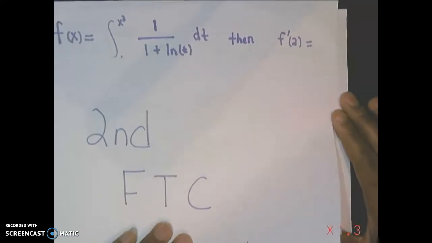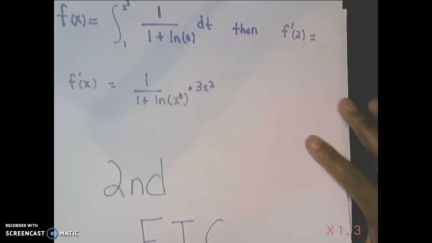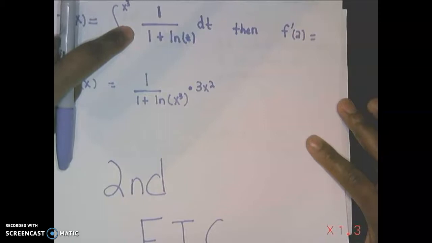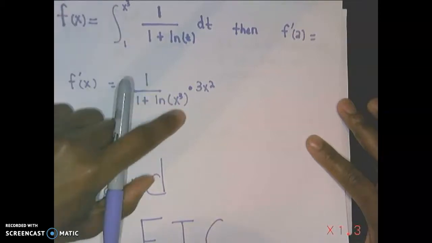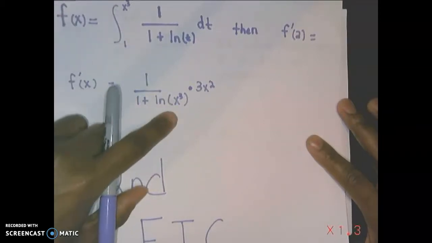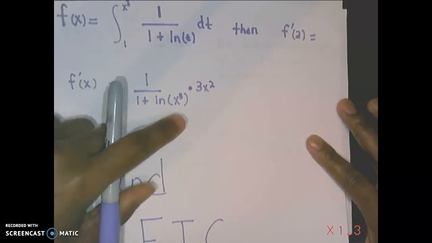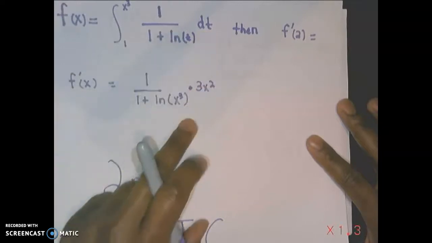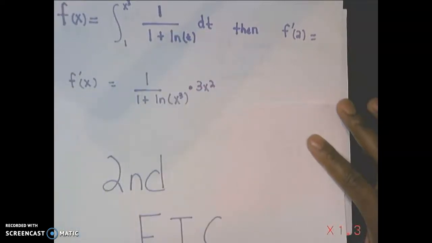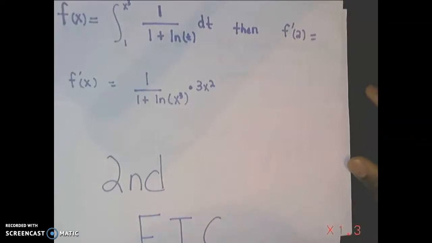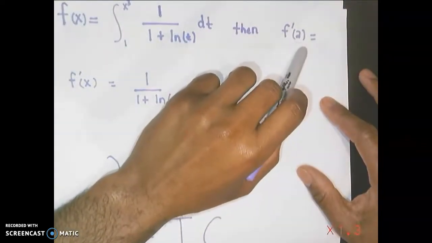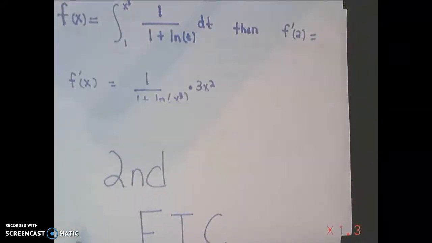Remember, the derivative cancels. When we take the derivative, we can get rid of the integration sign. And now everywhere we see a t, we're going to put the function x cubed. So we get 1 plus the natural log of x cubed. And now we're taking the derivative of x cubed, which is just going to be 3x squared. Since we want to find f prime of 2, everywhere we see an x, just put a 2. So let's do it.